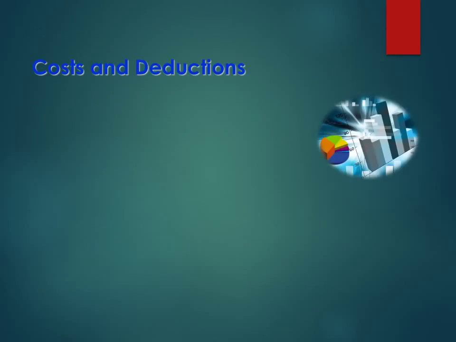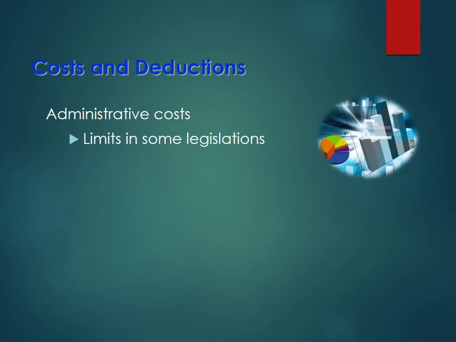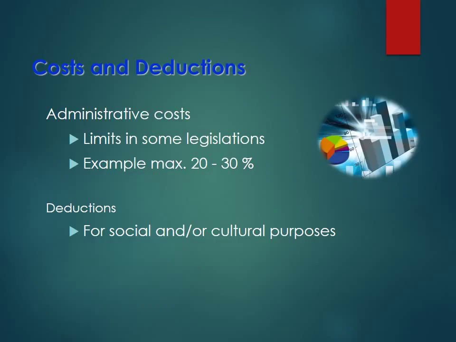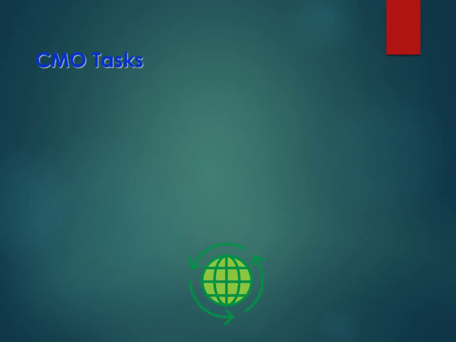A CMO deducts its administrative costs from the gross collections and distributes the rest to rights holders. The national laws of some countries include an upper limit of administrative costs, for example 20 or 30% of gross collections. As to other deductions, some CMOs make a small deduction for social and/or cultural purposes. If they do so also from the share of foreign CMOs, this needs to be negotiated in a reciprocal agreement between the 2 CMOs.